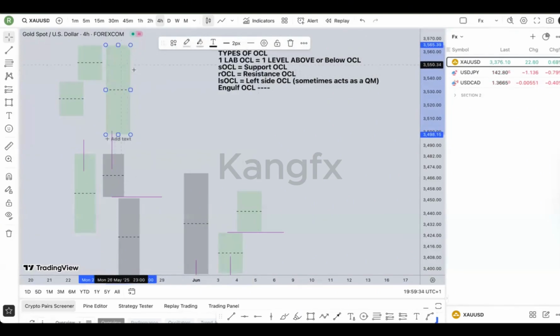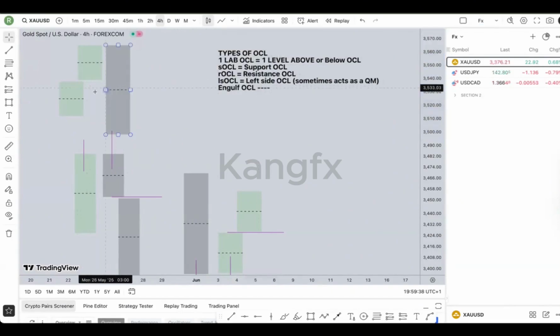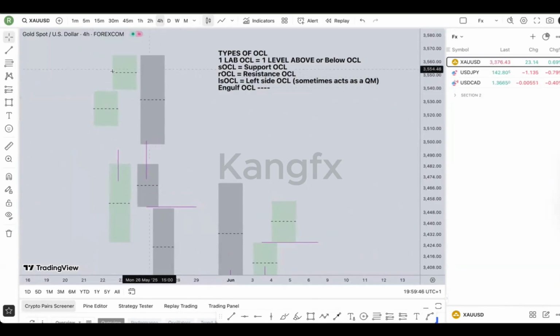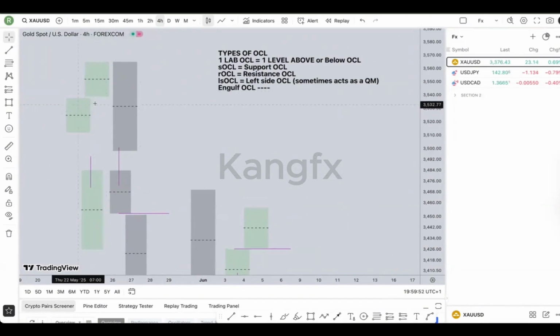But you won't see me, I don't trade engulf OCLs. You won't see me trade it. Because based on my backtesting and the way I trade advanced MSNR, they are not that strong for me to trade. So you see these two different things. So don't let them confuse you. This engulf OCL is purely different from this resistance OCL. So don't see engulf OCL and you start trading thinking it's resistance OCL.